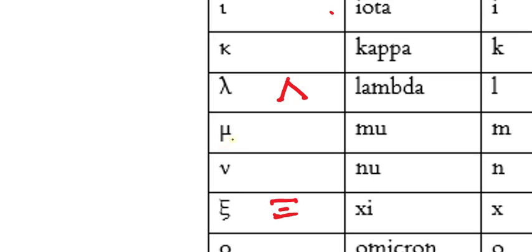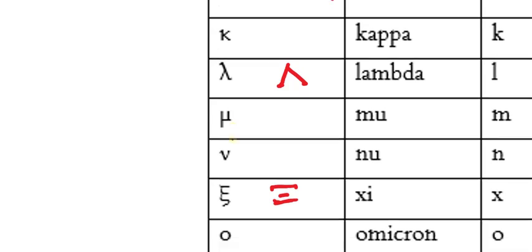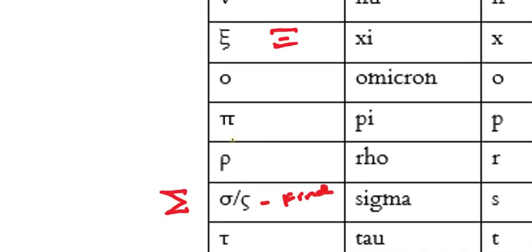So be careful with that one as well. Another place where we get some confusion is with this one. This looks like a P in English, but that's the P sound for Greek. This is the rho, that's the R.